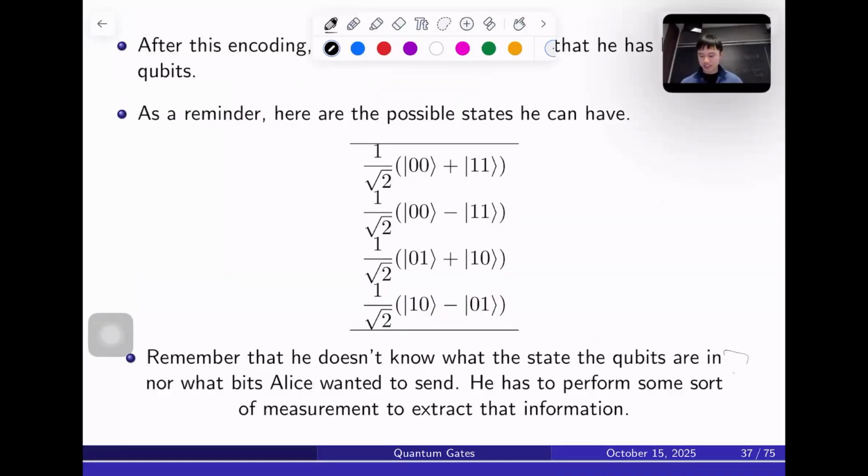As a reminder, he doesn't really have access to seeing what these states are. He just has two quantum states. You can imagine it's a nondescript package that he wants to analyze to figure out what I encoded into them. He can't see this directly, but we'll see there's a way he can extract the 2 bits from this quantum state with measurements and some operations from his side.